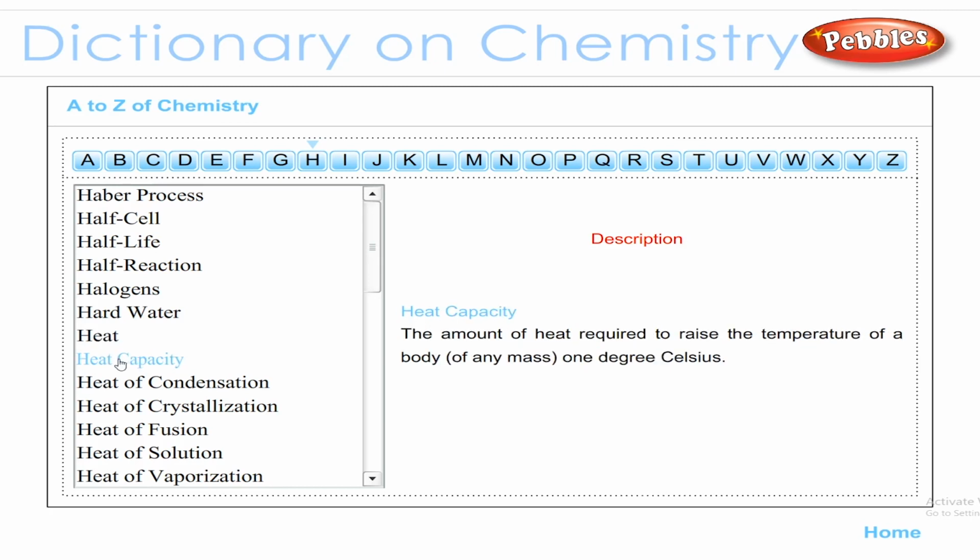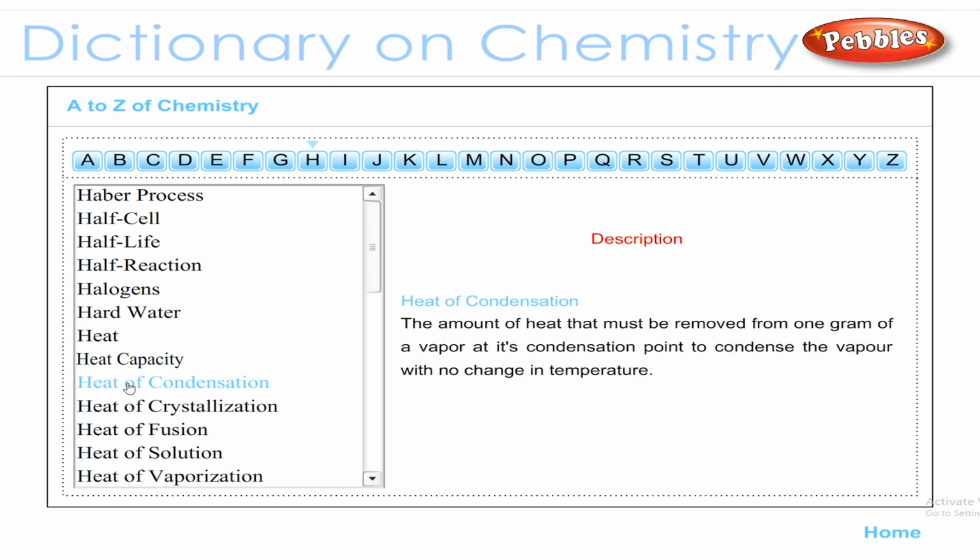Heat capacity. The amount of heat required to raise the temperature of a body of any mass 1 degree Celsius. Heat of condensation. The amount of heat that must be removed from 1 gram of a vapor at its condensation point to condense the vapor with no change in temperature.